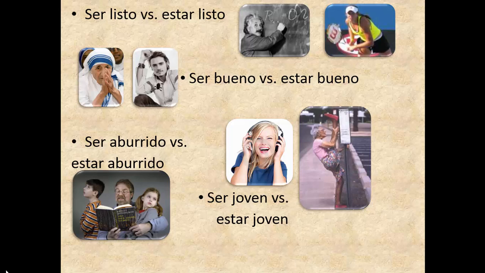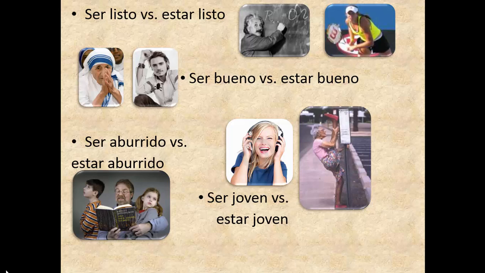Right now on your note guide, I want you to write down the meanings of these verbs in English. So remember, ser listo is to be smart, and estar listo is to be ready. So I could say soy listo, I'm smart, or I could say I'm ready, estoy lista. Ser bueno means to be good, as like you're a very good person. But if I say estar bueno, that means that you're looking really good, like you're bonito. So ser bueno, to be a good person, like on the inside. Or estar bueno can mean to be looking good, perhaps on the outside.